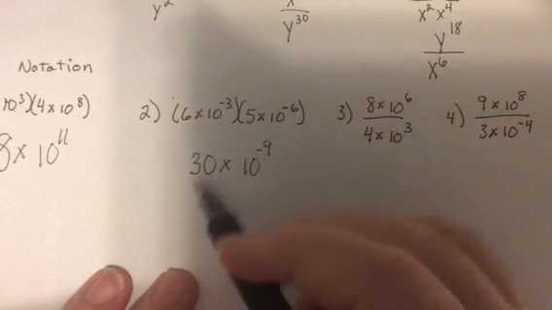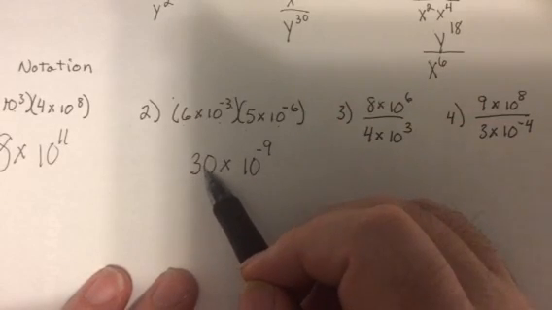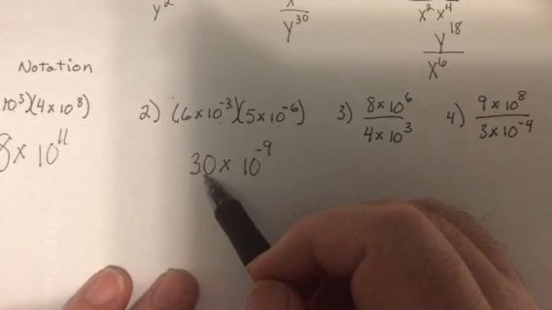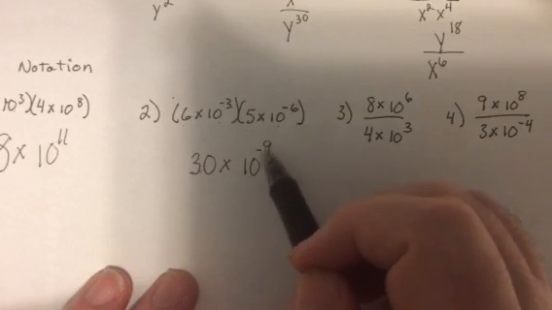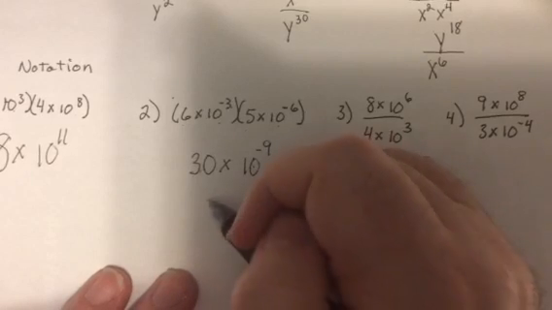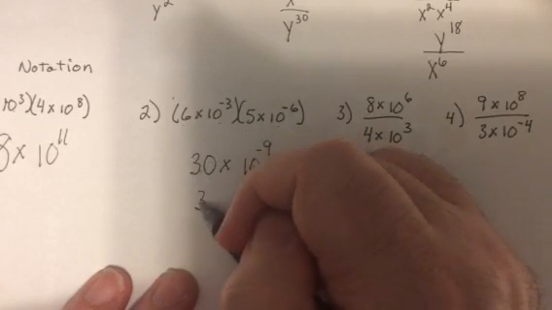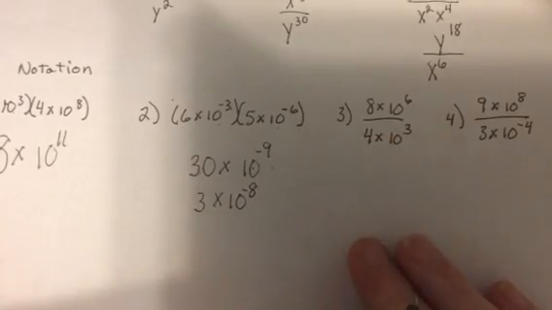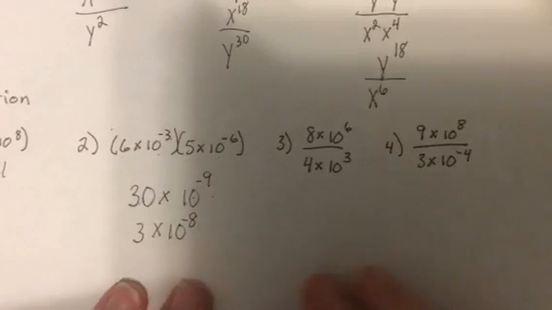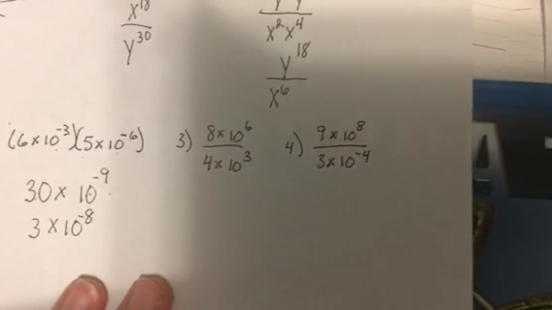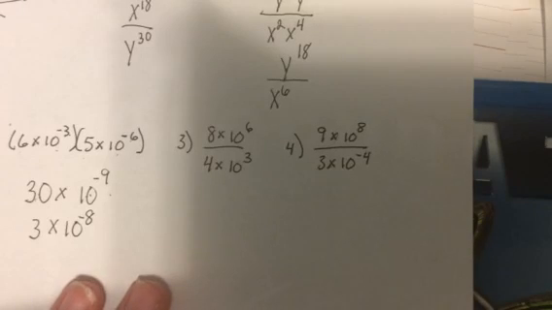Now, we've got a little problem here. This first number has to be between 1 and 10. So I'm going to divide this by 10, but I can only do that if I balance this out by multiplying this by a 10. When you multiply two things with the same base, you add. So this would be 3 divided by 10. And here I add a 1 to the power, which is multiplied by 10. Here's 2 more. Go ahead and have some fun.